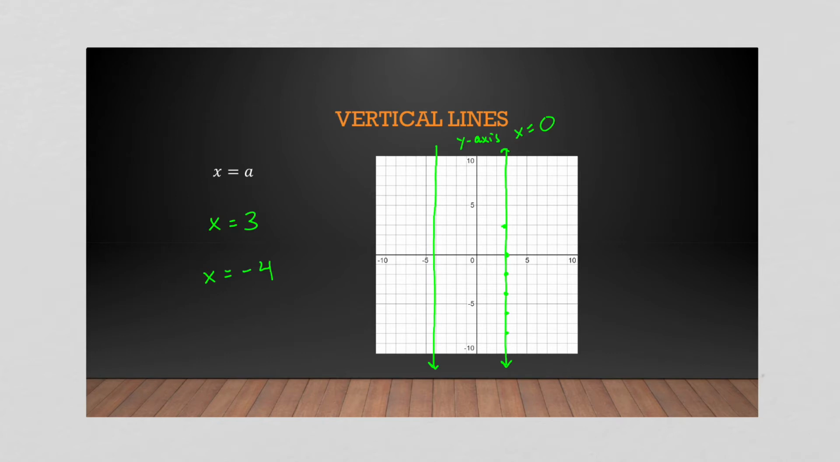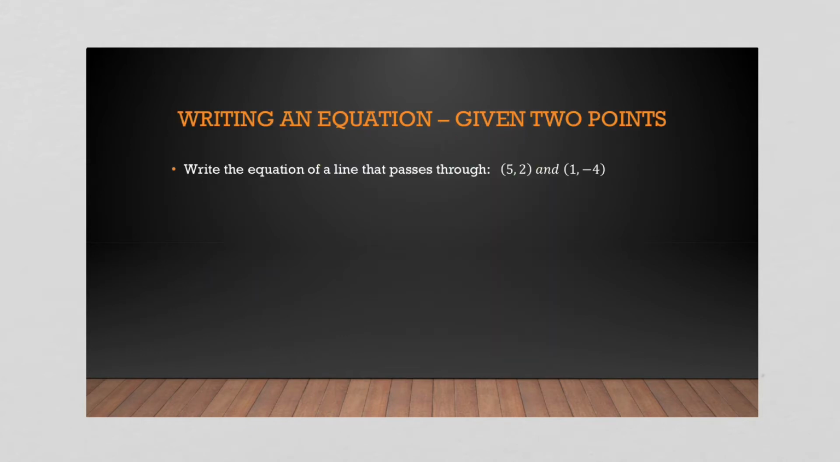You're going to see vertical and horizontal lines more and more often when you get into nonlinear equations and things called asymptotes. We looked at them briefly, but you will see them, so try to get as comfortable as you can with them. So let's look now at what we do if we're given 2 points and we need to find the equation of a line.